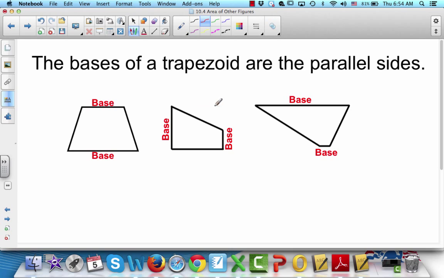Now, the parallel sides are also the bases of the trapezoid. So right here, the parallel sides are also the bases. The parallel sides are the bases. They don't always have to be on the bottom, okay? They can be on the sides, just like these two are.